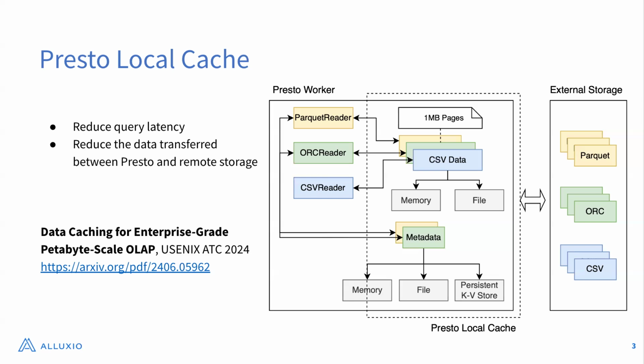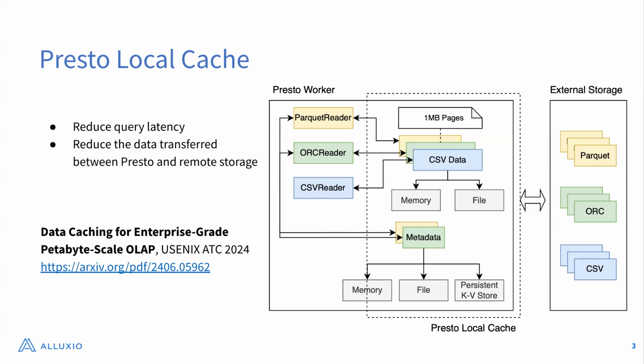So in general, when the data has been cached in the local cache, the corresponding Presto reader classes will just read the data from the local SSD resources without the need of accessing the external storage.